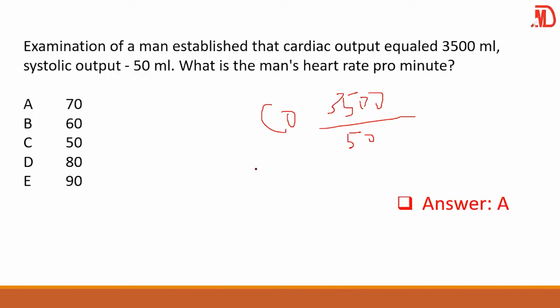That's why I'm not going into the formulas again. So cardiac output is stroke volume times HR, or heart rate. So you do the maths.